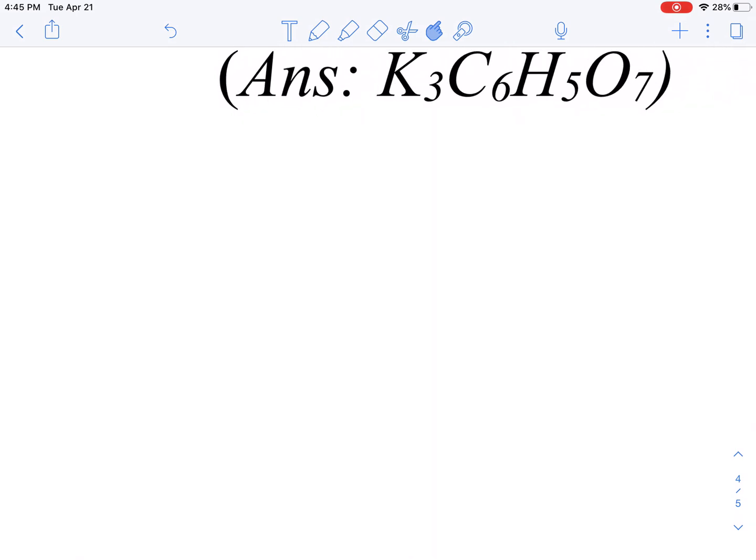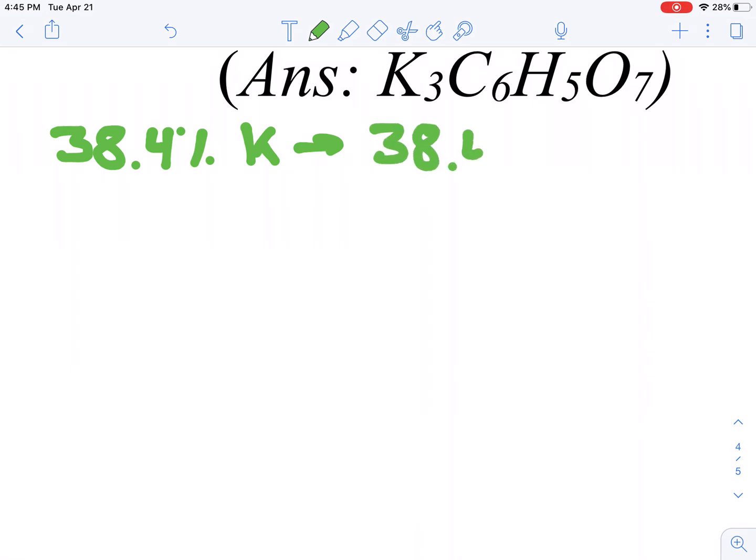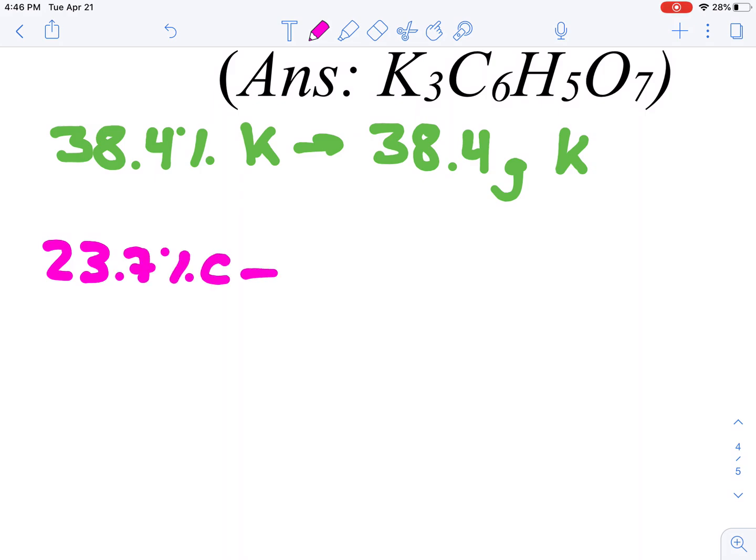So we have 38.4% potassium. We're going to turn that into 38.4 grams of potassium. Again, let's assume that we're dealing with a 100-gram sample. I'm going to leave myself a little bit of room, and I'm going to jump down and go to 23.7% carbon, which turns out to be 23.7 grams of carbon.